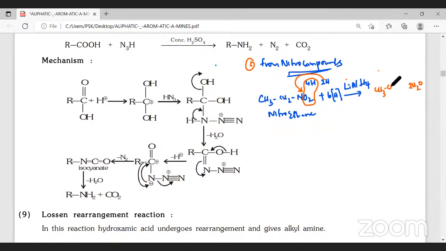So what's the product you get? You get CH3, CH2, and you get NH2. So this is nothing but a primary amine. It will be called aminoethane. The name of this molecule will be aminoethane.